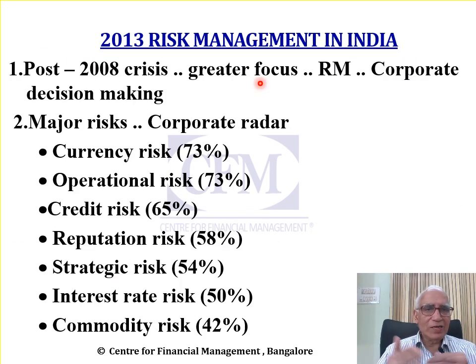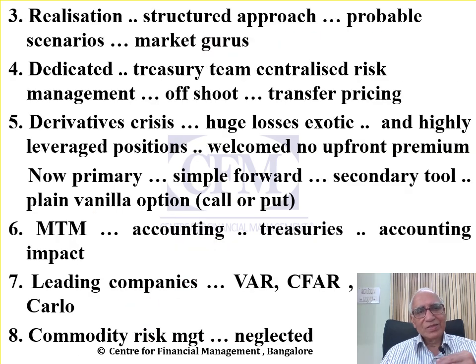It's worth looking at what is happening to risk management in India. One, post 2008 crisis, a greater focus on risk management has been accorded in corporate decision making. Two, the major risks on corporate radar are currency risk, operational risk, credit risk, reputation risk, strategic risk, interest rate risk, and commodity risk. Three, there is a growing realization that a structured approach involving probable scenarios is far more desirable than reliance on market gurus. Four, dedicated treasury teams have been created for centralized risk management.